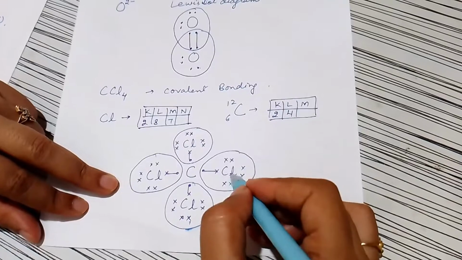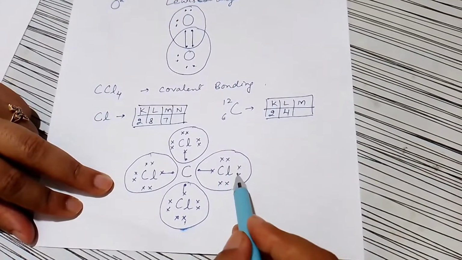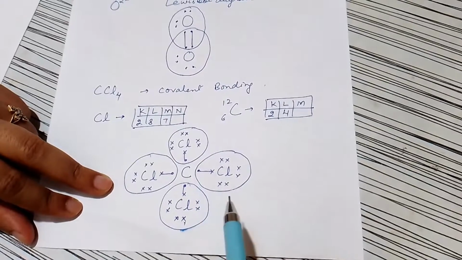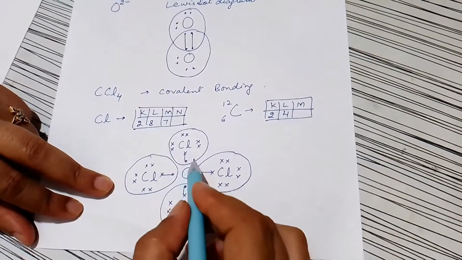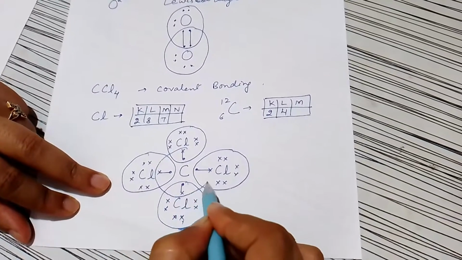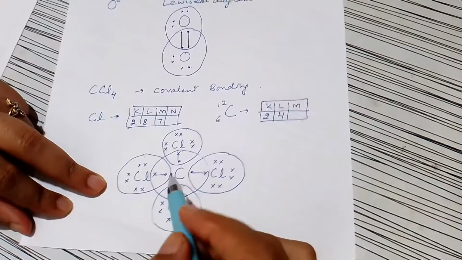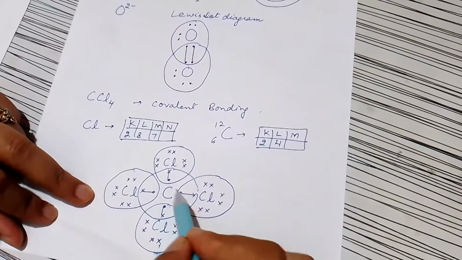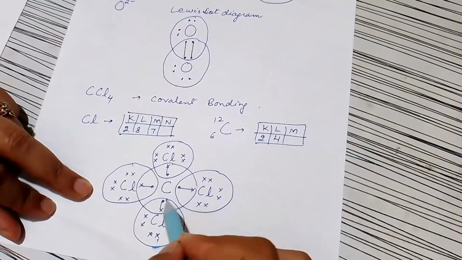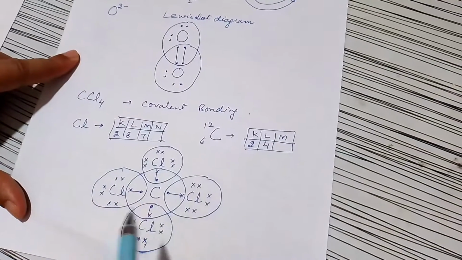That means every chlorine now has 8 electrons in the outermost orbit. This is the same for all. And this goes for carbon as well. This carbon atom also has 8 electrons in the outermost orbit. This had only 4. Now it has 8. So this is how we show the bonding.